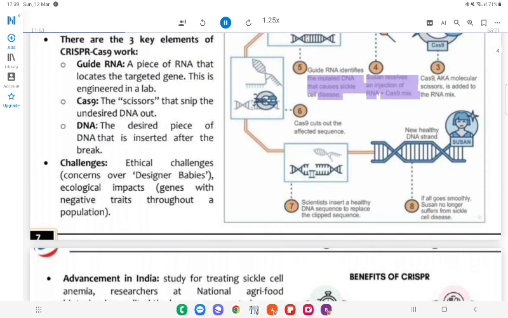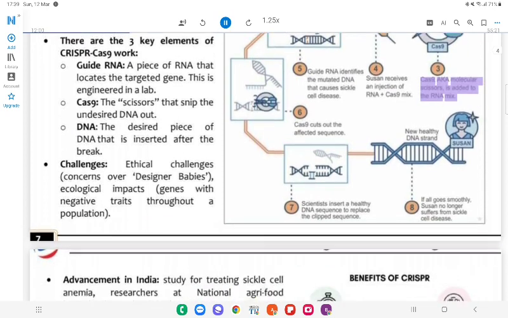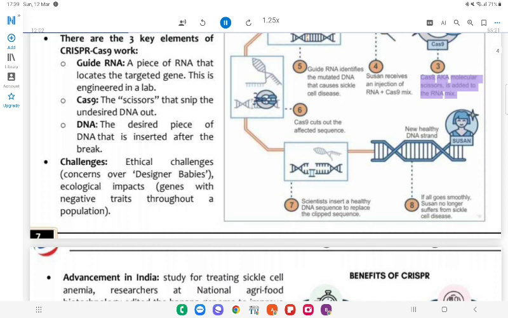4. The mutated DNA that causes sickle cell disease. Injection of RNA and Cas9. Cas9, the molecular scissors, is added to the RNA mix.